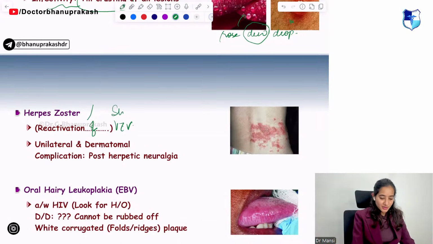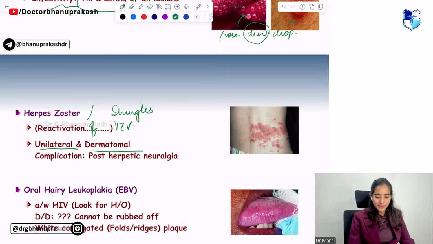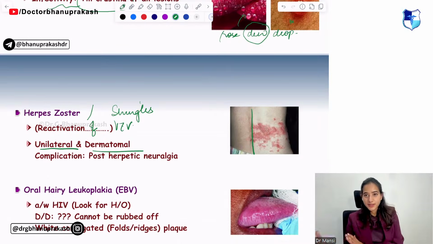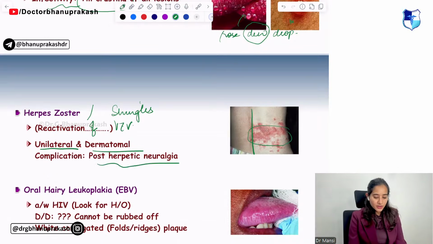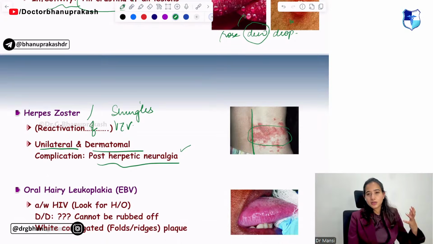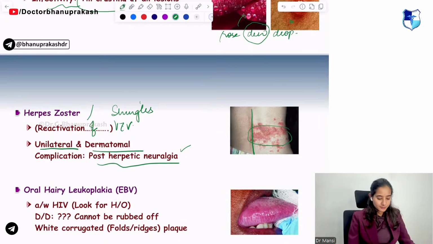It is also called shingles. It is unilateral and dermatomal in distribution. This is a very easy condition to diagnose because it is not going to cross the midline. It is present on one side of the body, unilateral in distribution, and one particular dermatome will be affected. The complication you will get a few months after this infection is post-herpetic neuralgia. They will come with a sharp, shooting kind of pain.